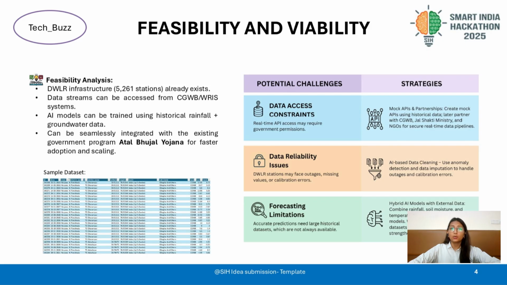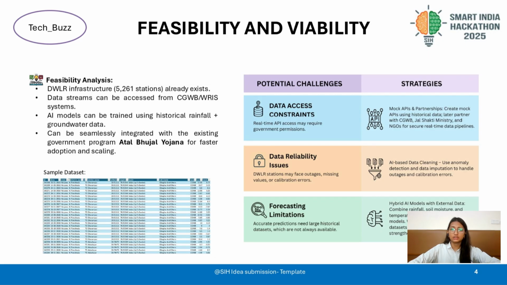As for challenges, we recognized three major ones. First, data access constraints, for which our strategy is to create a mock API using historical data and later partner with government bodies for API access. Second, data reliability issues. Our strategy here is to use AI based data imputation and anomaly detection to automatically detect and fill gaps in the data. Thirdly, to overcome forecasting limitations, we collected historical weather datasets via OpenMeteo API to combine multiple datasets like rainfall, soil moisture, and temperature to strengthen predictions.